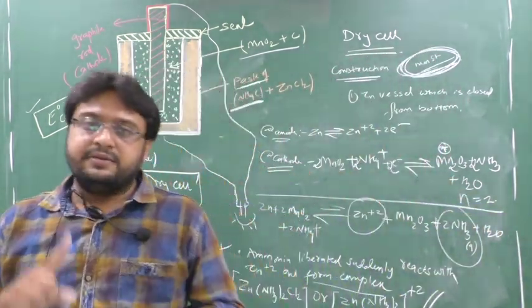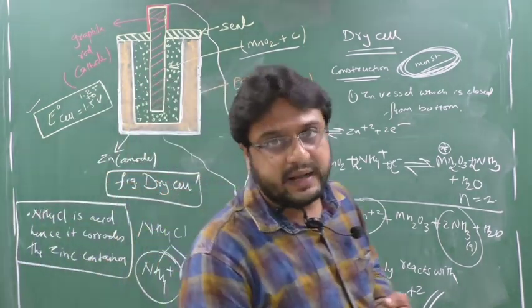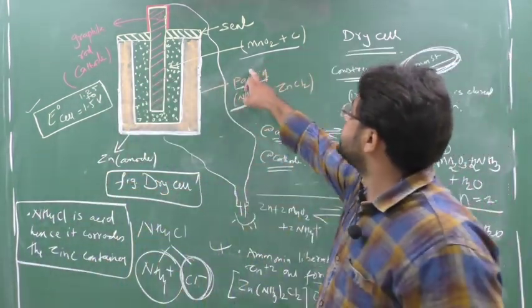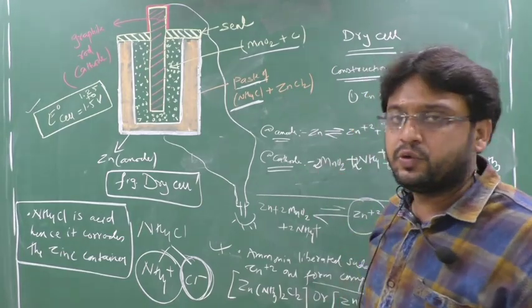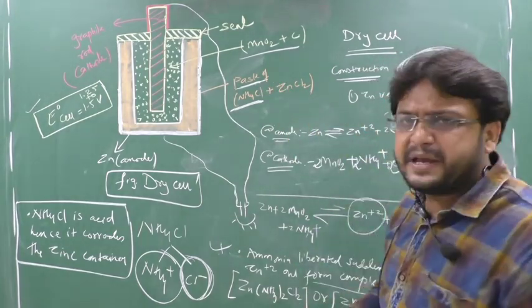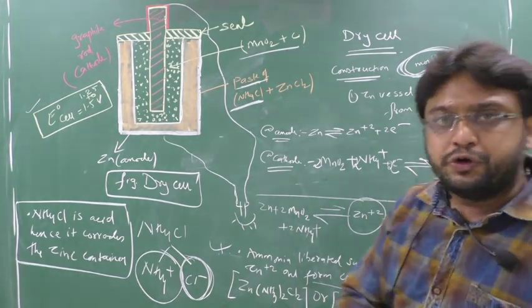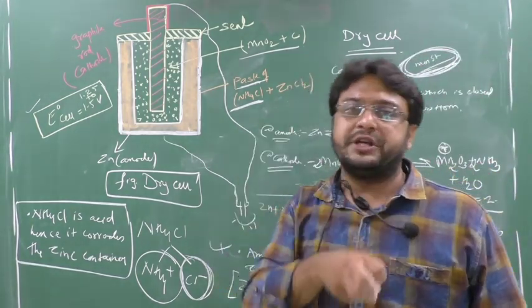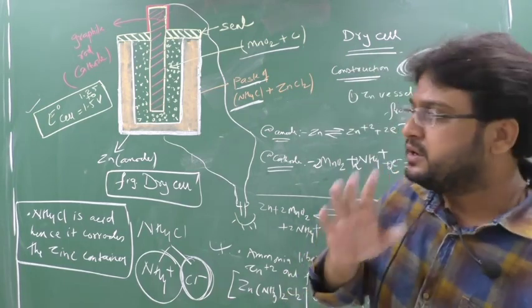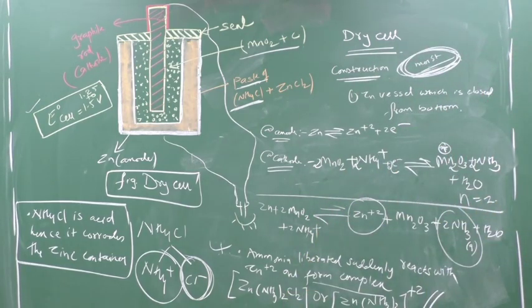So remember this, the dry cell actually is not a dry cell, because it contains what? Paste of NH4Cl and ZnCl2, and any paste if you take, it is a bit moist. Yes or no? Paste is a bit moist. Due to this moist nature of the paste, the electrical conduction takes place. Okay, so this is your dry cell, which you can read from your textbook perfectly.